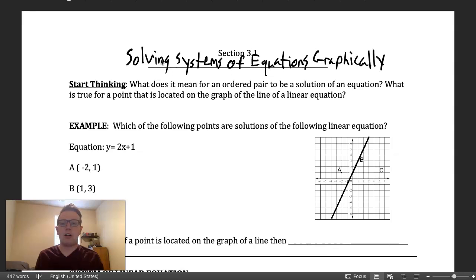Today's a big day. We're already moving on to chapter 3. And we're starting out chapter 3 by looking at solving systems of equations graphically. We'll talk about what systems of equations are in just a little bit.